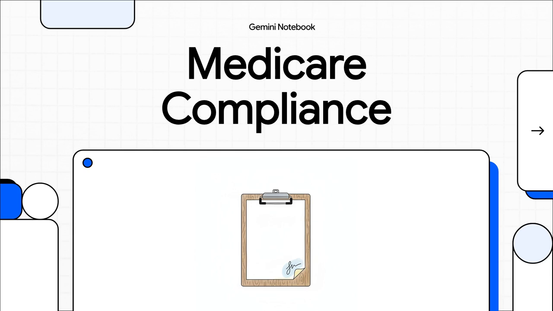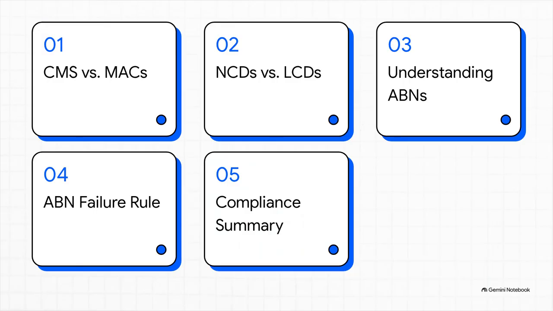So today, we're focusing on Part 8 of our training, unpacking this whole complex web of Medicare administration to make sure you're protecting your revenue cycle right at the patient level. Okay, let's dive into this compliance roadmap. Today, we're looking at CMS versus MACs, coverage policies like NCDs versus LCDs, understanding advanced beneficiary notices, the strict ABN failure rule, and finally, a quick compliance summary.